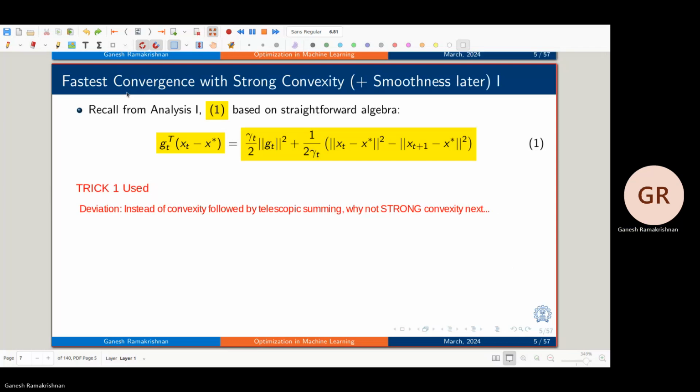Sorry? Correct. Strong convexity will provide a lower bound on the left hand side. Okay. The strong convexity provides a lower bound on this g_t transpose (x_t minus x star). Sorry, I should have written this in green.